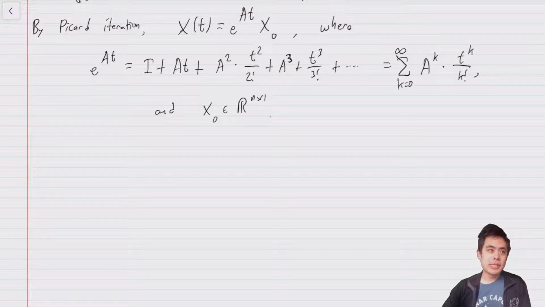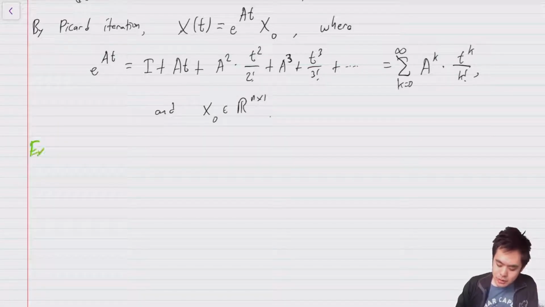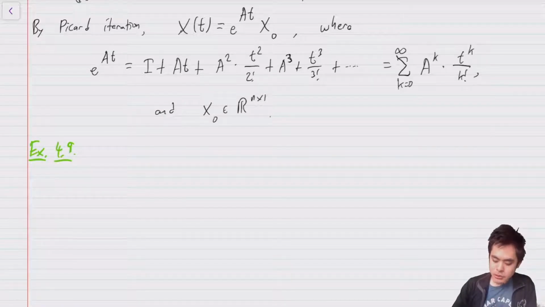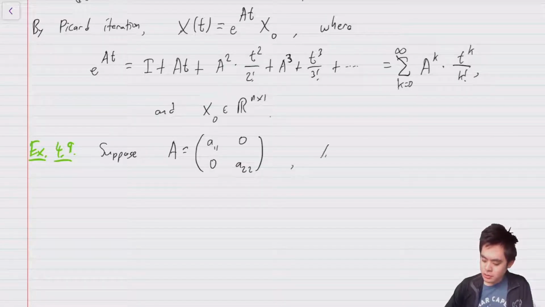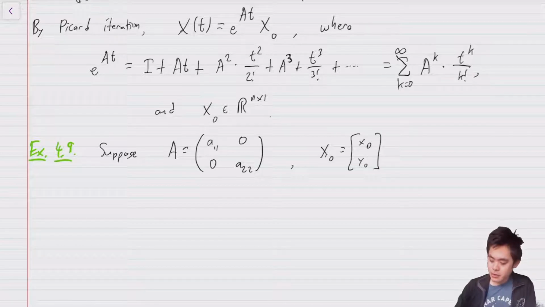So let's go ahead and see an example of this. I'm going to do it in the super simple case where we have a 2 by 2 diagonal matrix. Suppose A is equal to A11, 0, 0, A22. And let's have x naught be equal to, let's use 2 variables, x and y, just to make life a little bit easier. A little x and a little y.